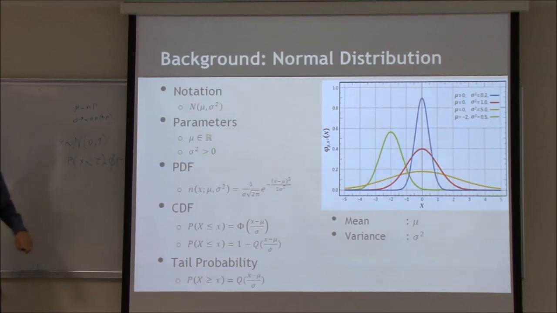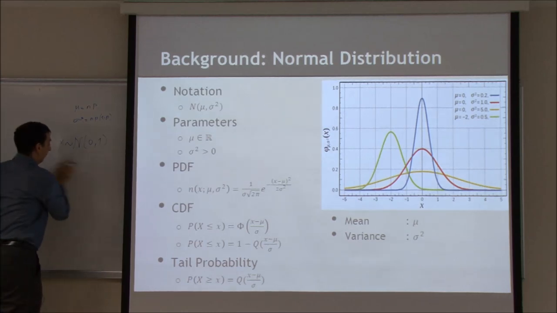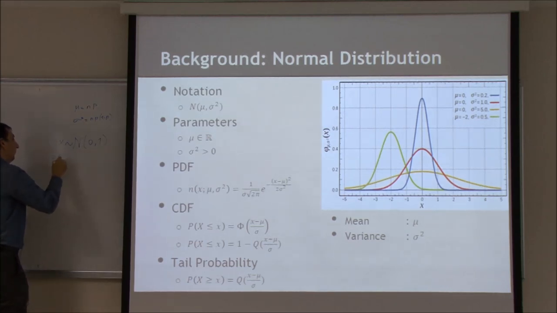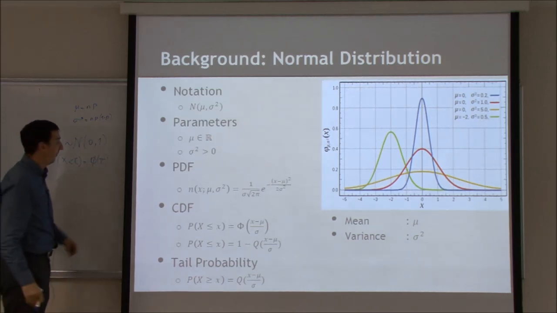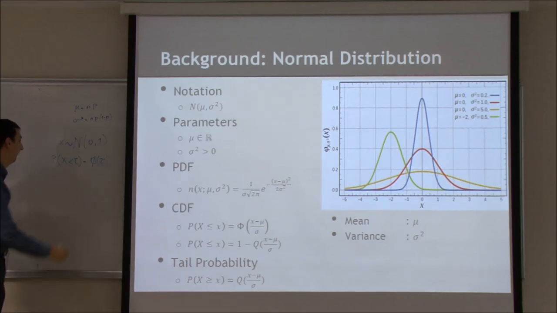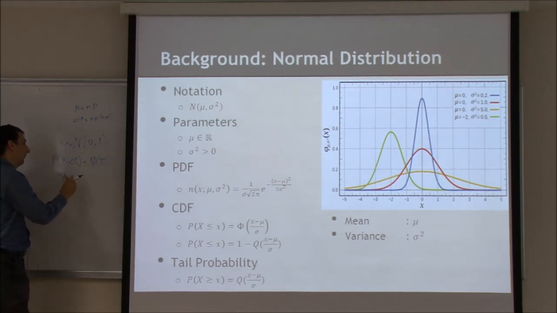Oops, it's not seen, I think. So, if we have another distribution, let's say Y, that is normally distributed but not the standard one, what do we do?